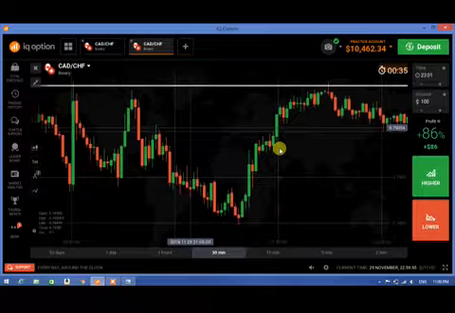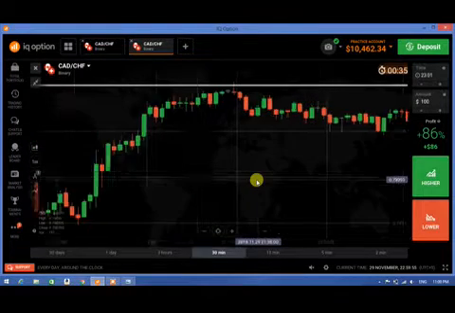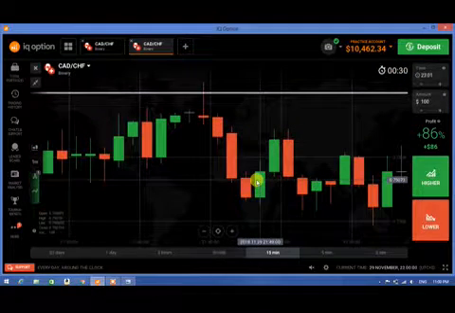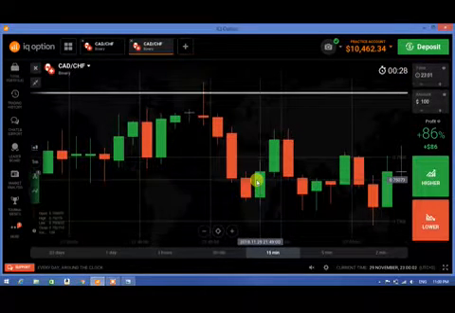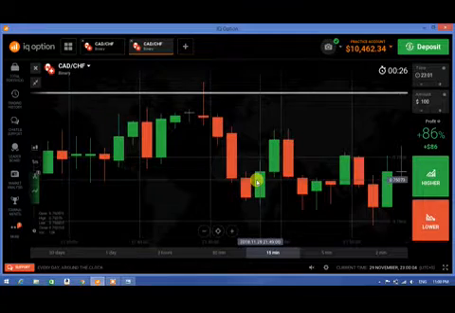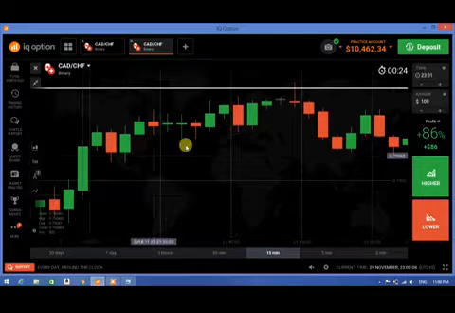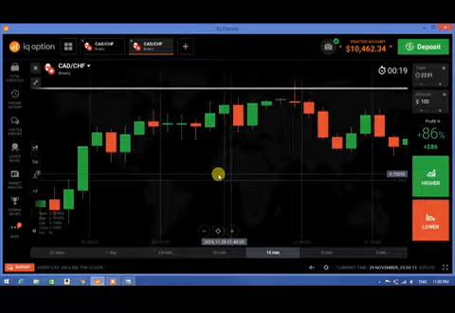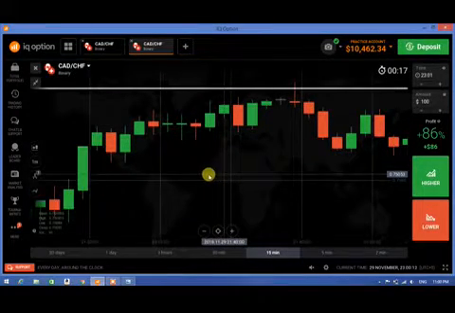So we have drawn the line, we know that the wicks of the candles are the ones that tell us about the rejection, so we're going to wait for the rejection at our support or resistance line. Right here you can see that the candles were showing rejection, but we were not confirmed because it didn't touch our support or resistance line.